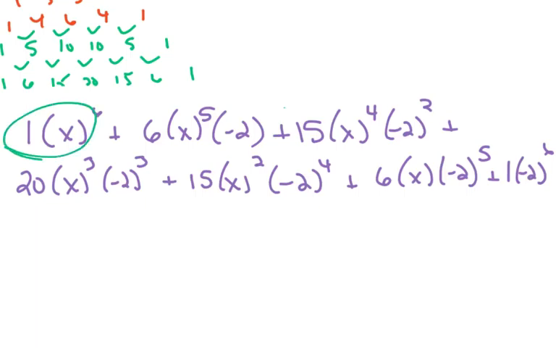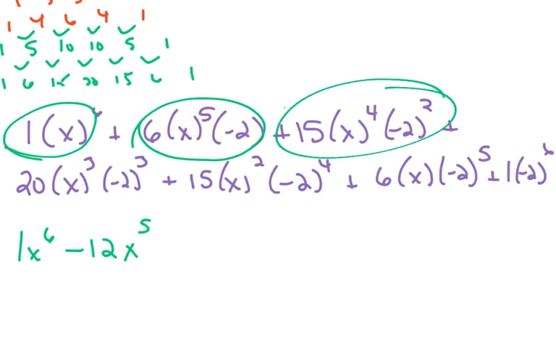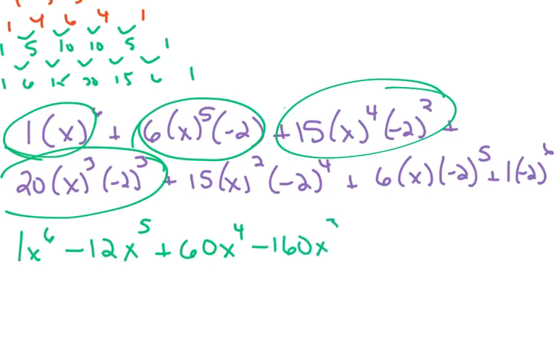So the first term is just 1x to the sixth. But the next term is going to be 6 times -2x to the fifth, which is -12. The next term is going to be 15 times (-2) squared. That's 15 times 4, which is positive 60x to the fourth. The next term is going to be negative because it's going to be 20 times -8, which is -160x to the third.